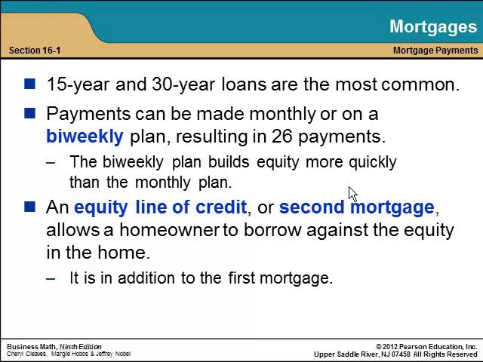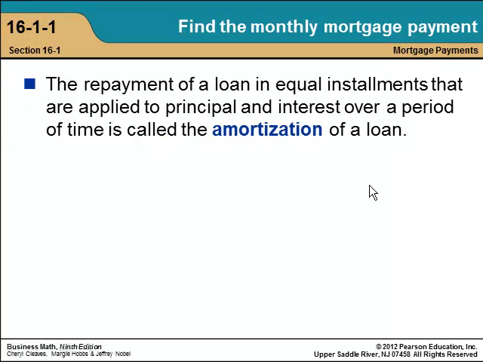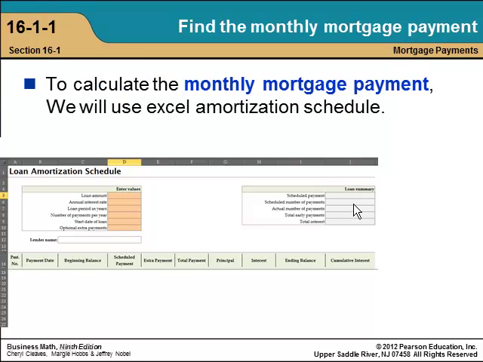An equity line of credit or second mortgage allows you to borrow against the equity of the home, and that's how people got in trouble back in the early 2000s, is that they would say, well, my house is worth $200,000 more than I thought it was worth, so I'm going to use that money to go to Tahiti or something like that. The repayment of the loan in equal installments is the amortization of a loan, and that includes the principal and the interest.